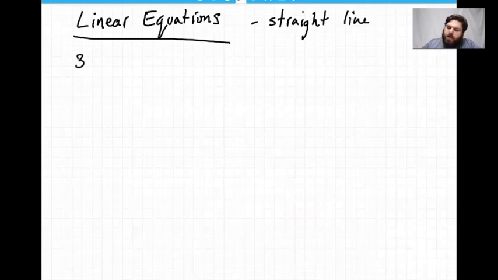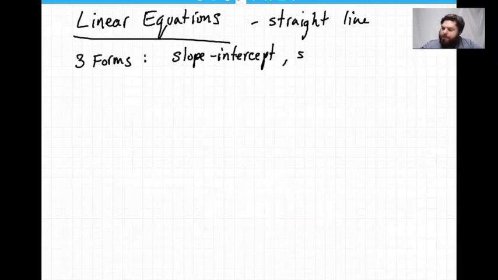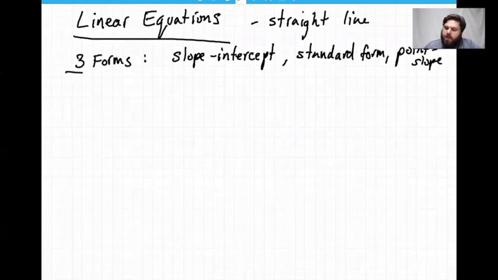There's 3 forms that we're going to look at. So the first form is slope-intercept. The second form we're going to look at is standard form. Some people call it general form. And the last form that we're going to look at is called point slope form. Okay? These are the 3 forms we're going to look at. So let's start off with the first one, slope-intercept form.